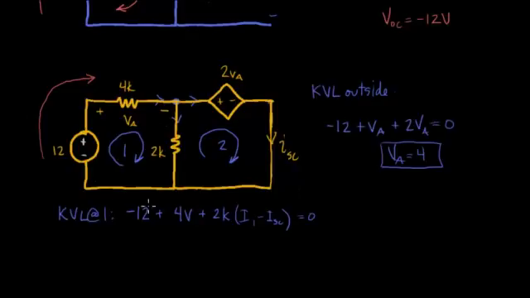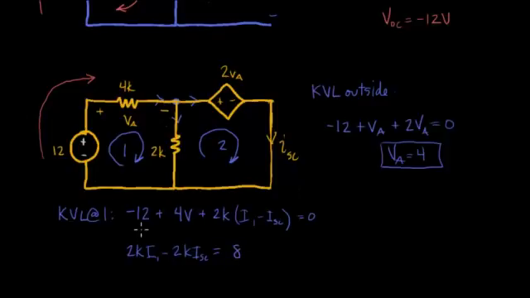Okay, let's move this over to the other side and simplify this equation. So we get 2K times I1 minus 2K ISC is equal to minus 8, so equals plus 8.